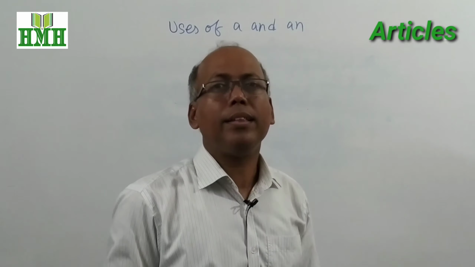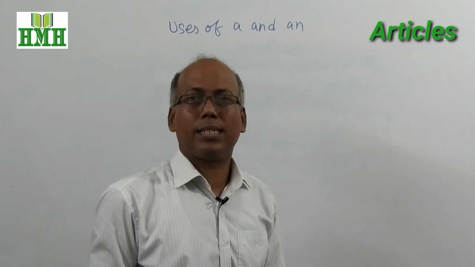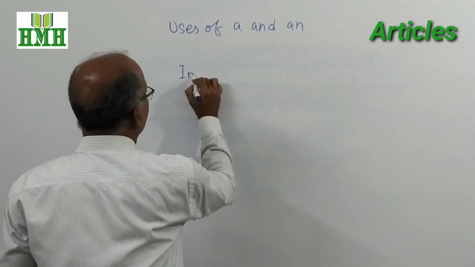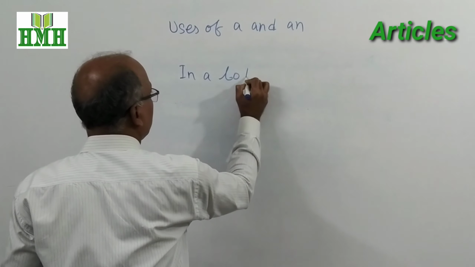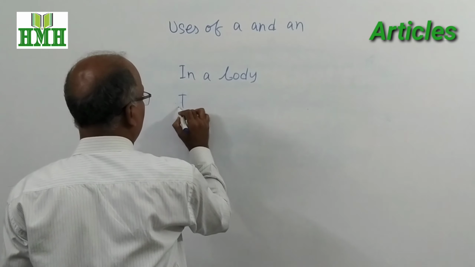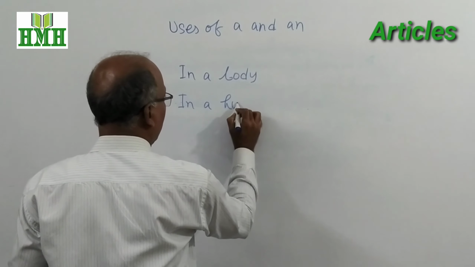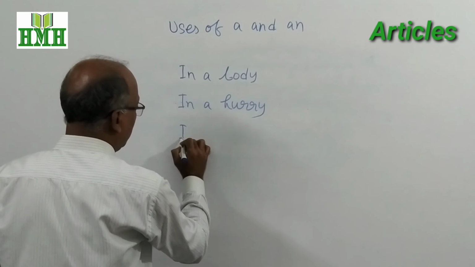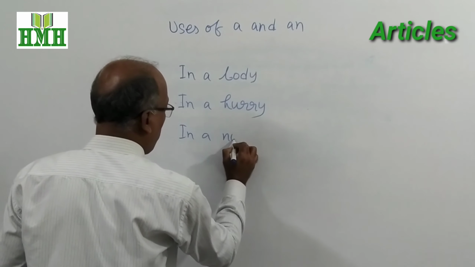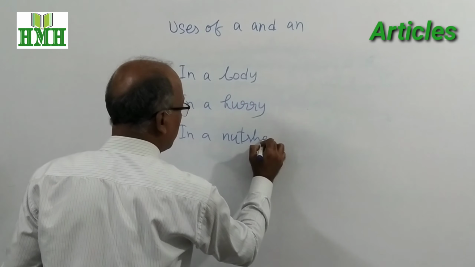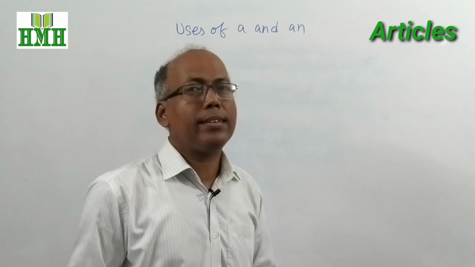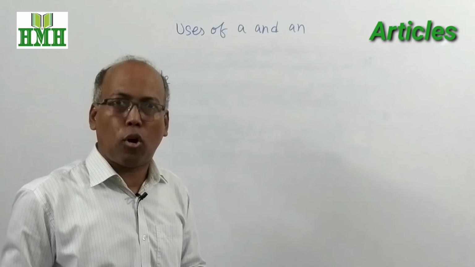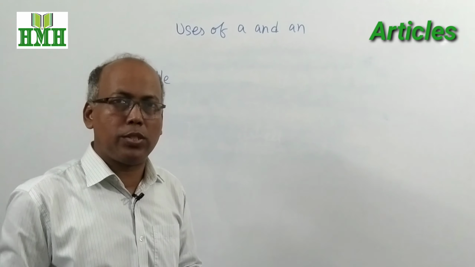A or an is used before certain phrases, such as in a body, in a hurry, in a nutshell. A or an is used before a proper noun, used as a common noun to mean comparison.